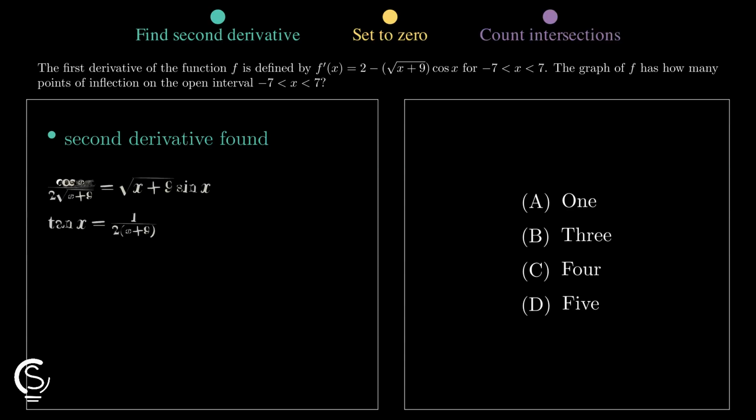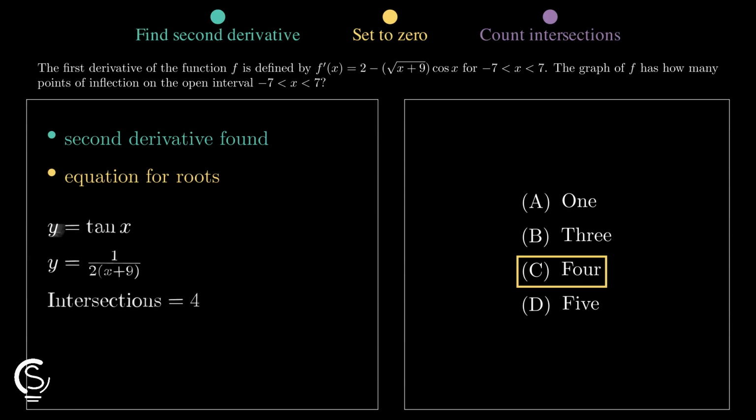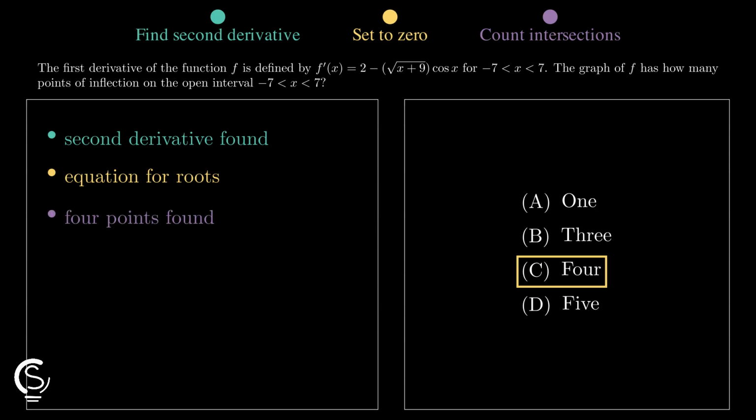Finally, count the intersections of tangent x and the hyperbola-like function on the interval from -7 to 7. There are 4 distinct points where the concavity changes today.